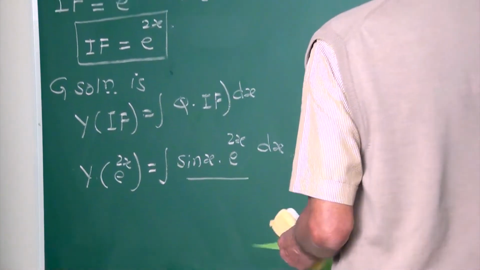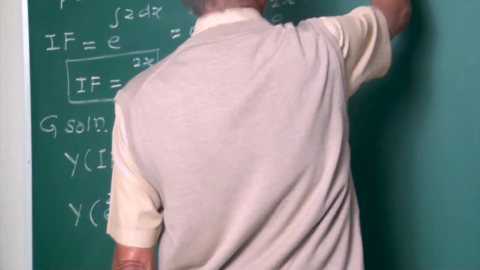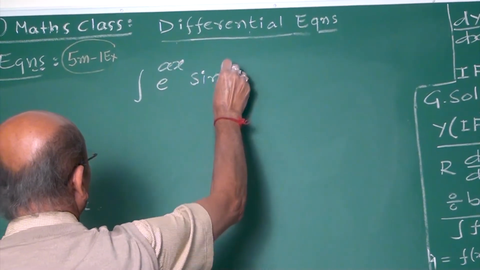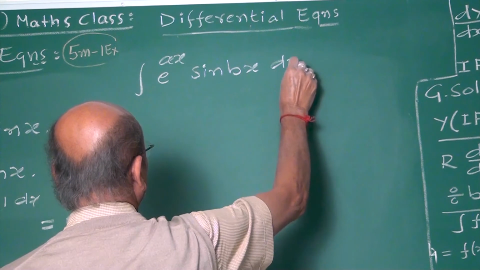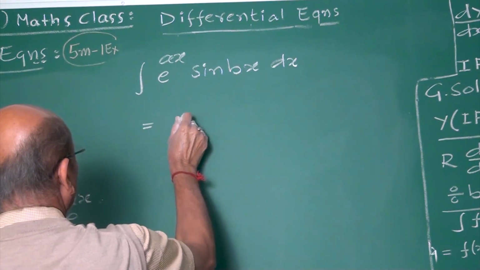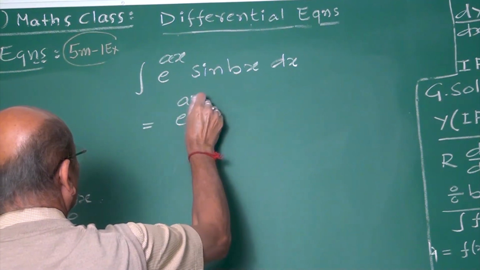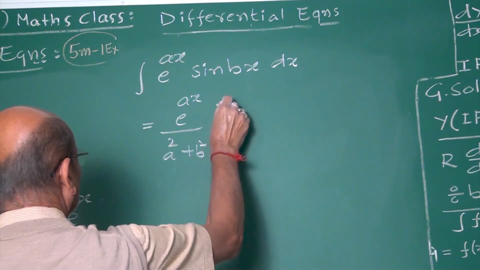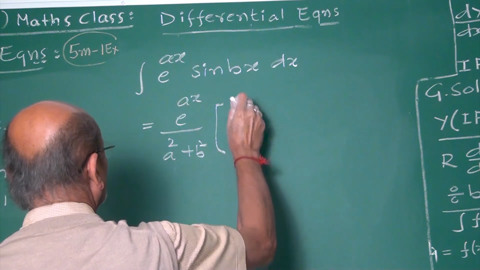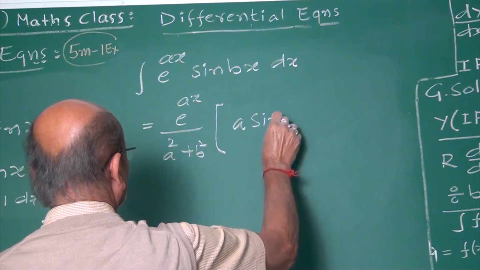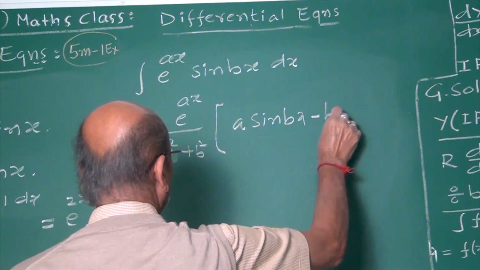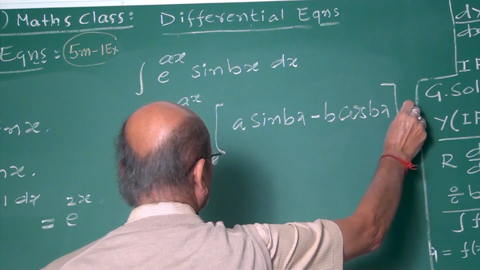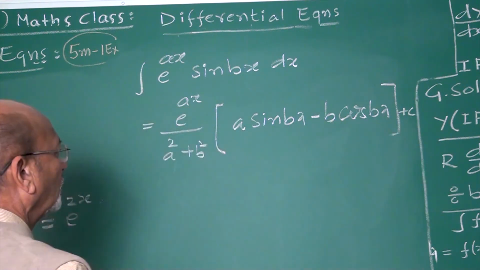That formula is this, my friend. The integral of e to the power ax into sine bx dx is equal to e to the power ax upon a squared plus b squared, into a sine bx minus b cos bx. This is the integral formula.